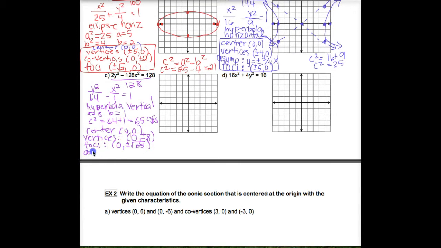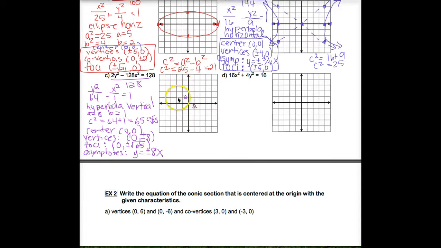And then my asymptotes, y equals plus or minus. The y was with the 64, so the 8 goes on top. So plus and minus 8 over 1, which is just 8x. All right, so obviously I'm going to need to count by something other than ones if I want to fit this on. So I'm going to count by 2's, and then I can plot away.